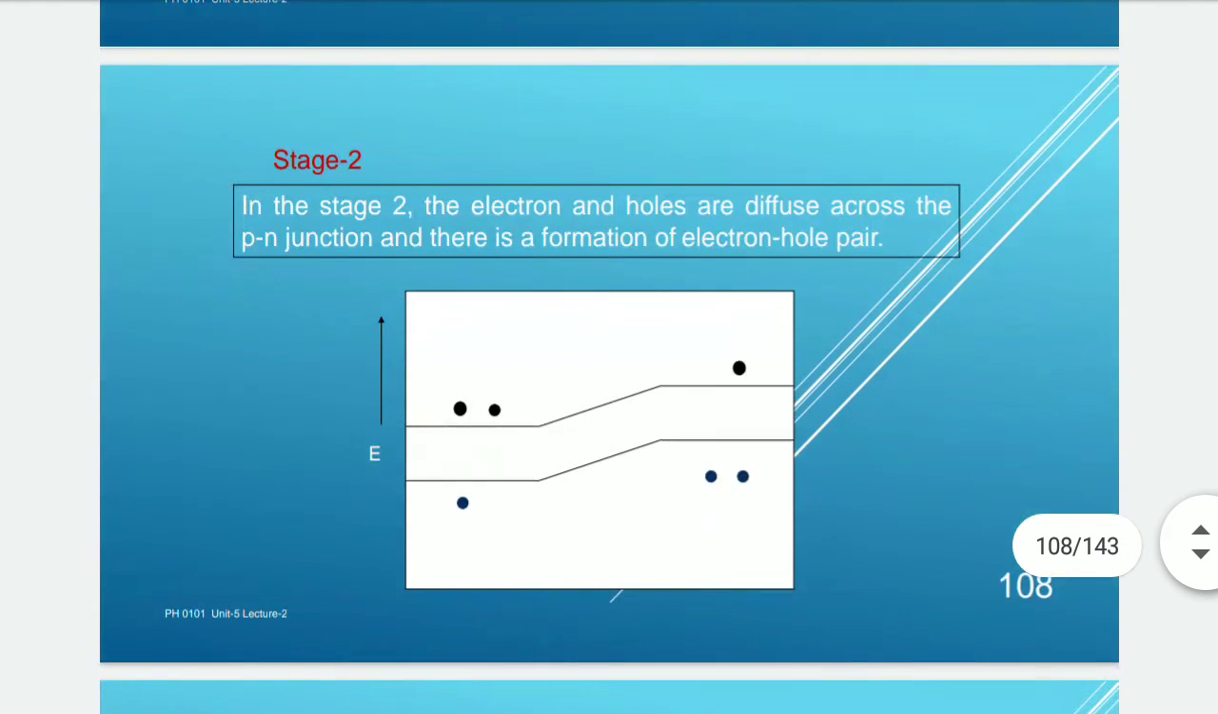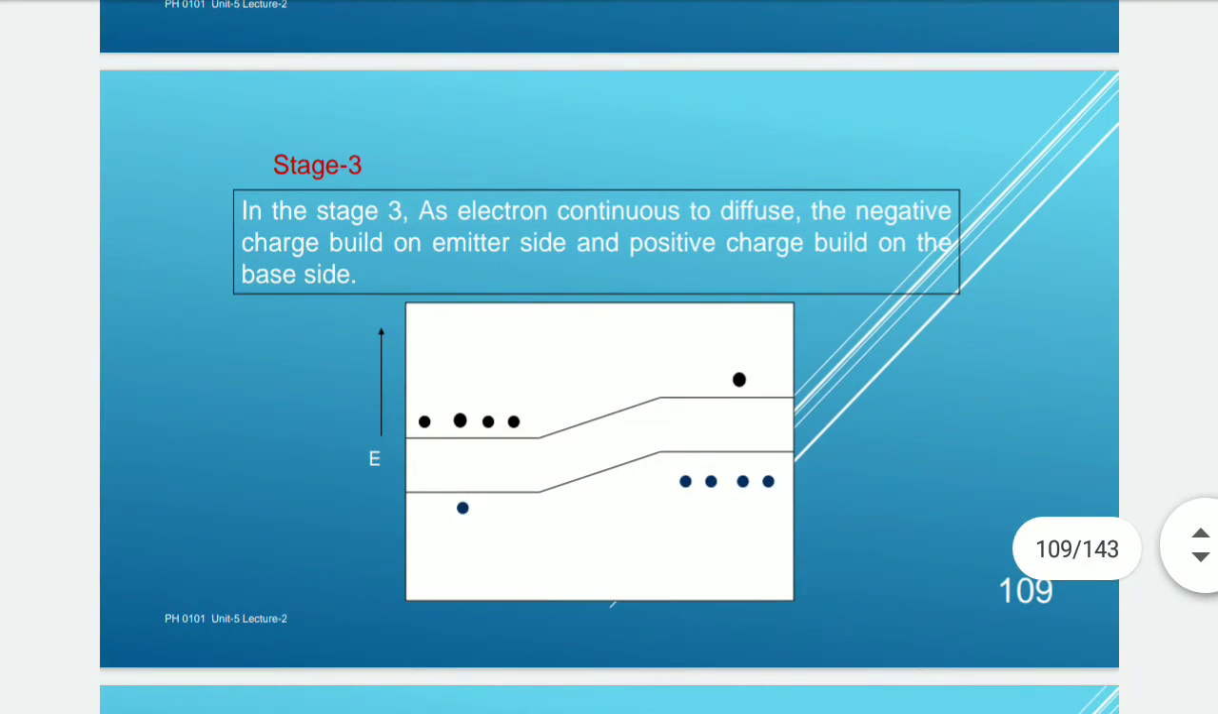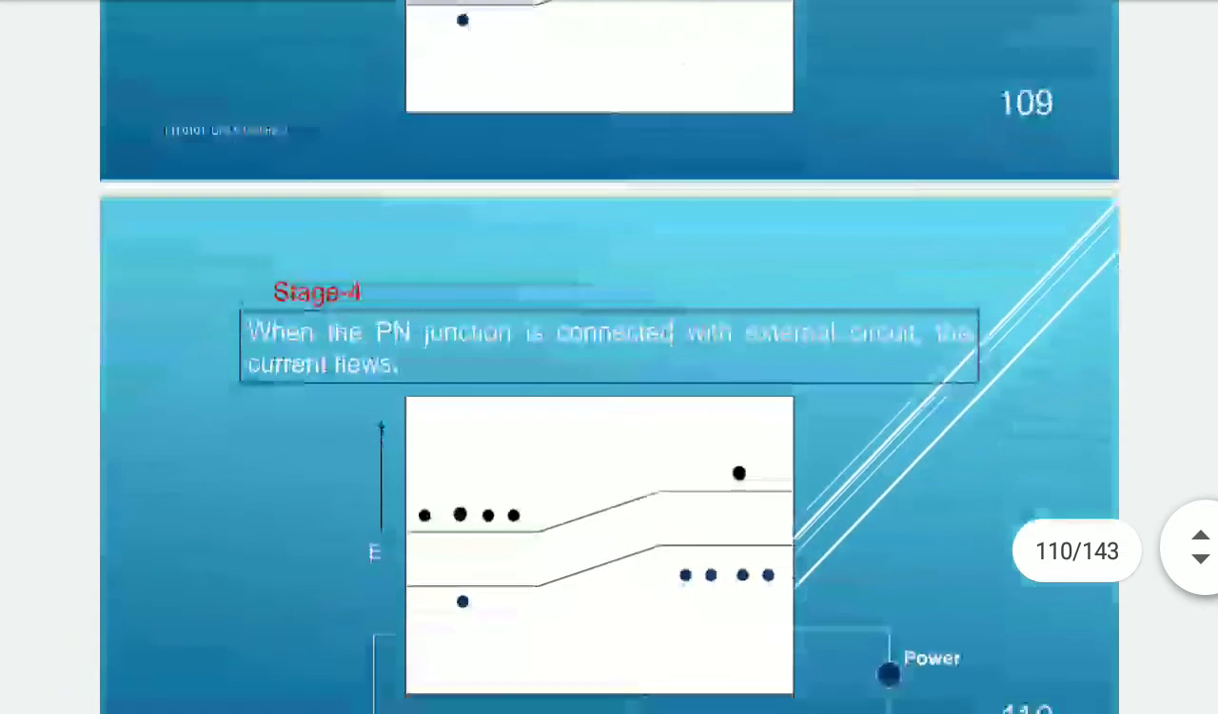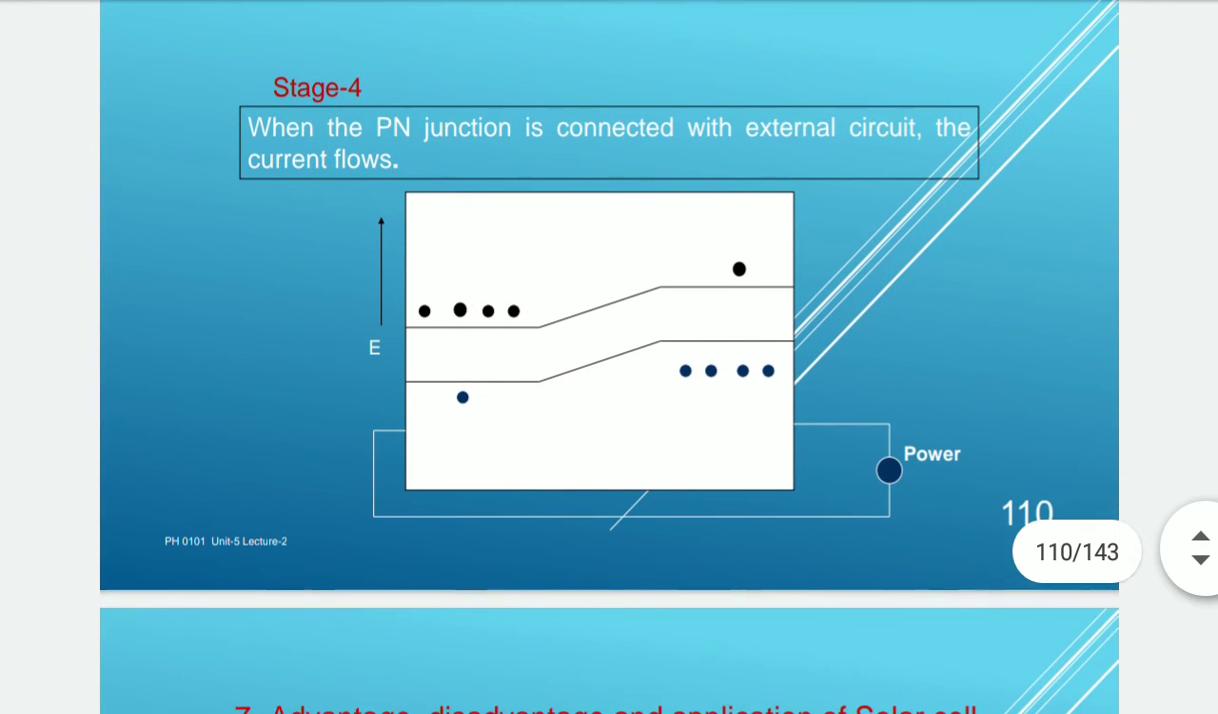Second stage: the electrons and holes are diffused across the p-n junction and there is a formation of electron-hole pairs. Third stage: the electrons continue to diffuse. The negative charge builds on the emitter side and the positive charge builds on the base side. Fourth, when the p-n junction is connected with an external circuit, the current flows.